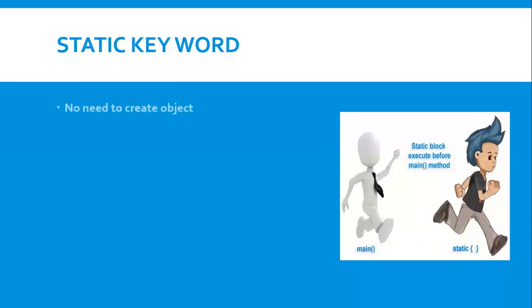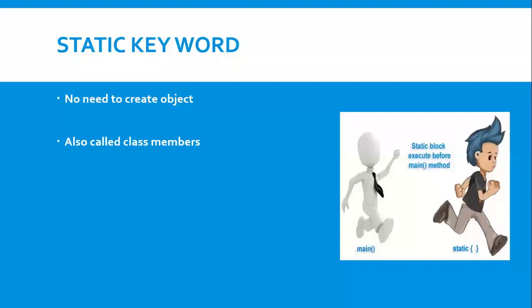For static members, there is no need to create an object. These static members are also called class members. And the variables inside a static block or method must be static. That means if you want to use any variable inside a static method, that variable must also be declared as static before its usage inside the method.